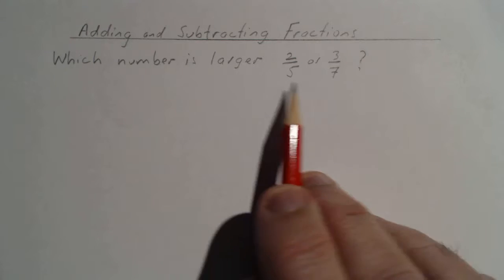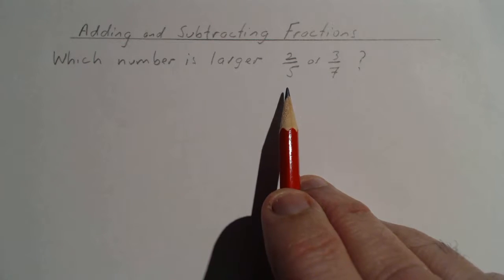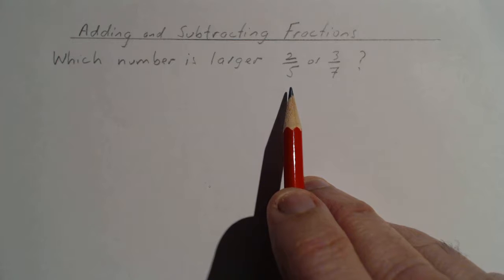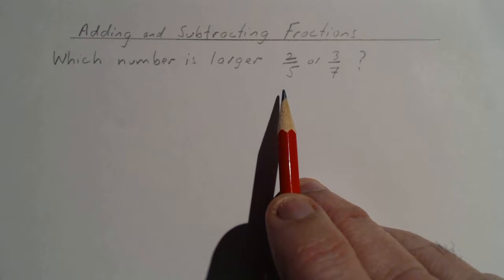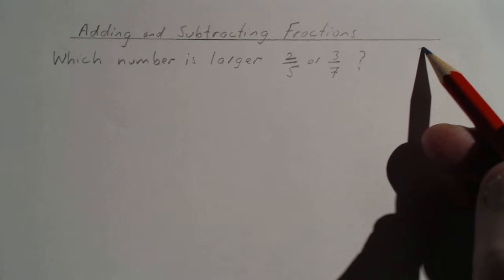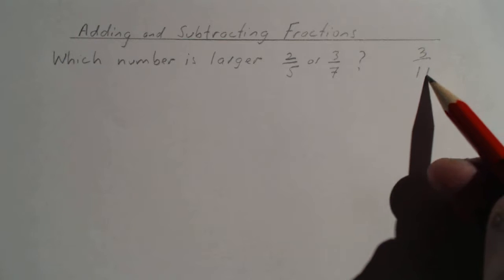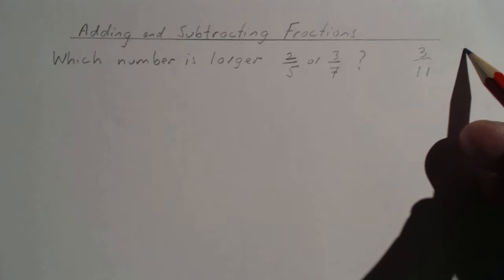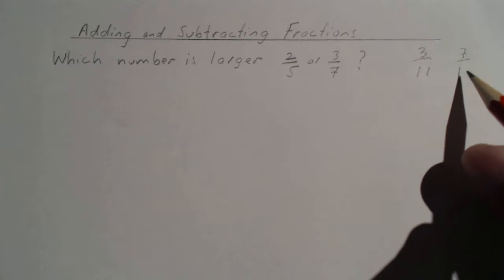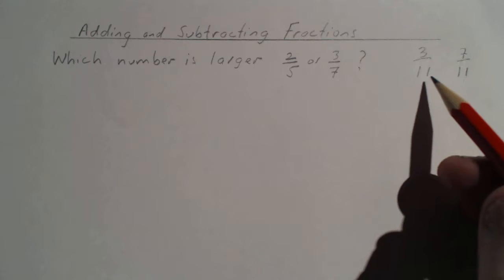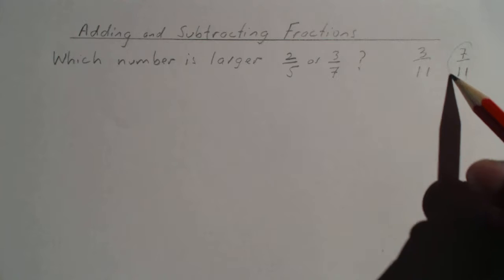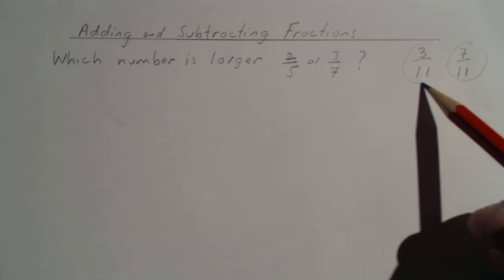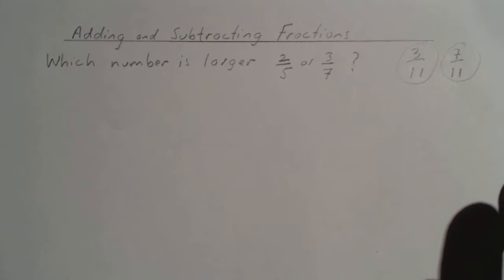Why? Because the denominators, the two bottom numbers, are different. If the two denominators were the same, then you could tell very easily which one is larger. So, for example, if we've got 3 over 11 and we want to compare to the fraction 7 over 11, you can see the denominators are the same. Therefore, clearly 7 over 11 is larger than 3 over 11.